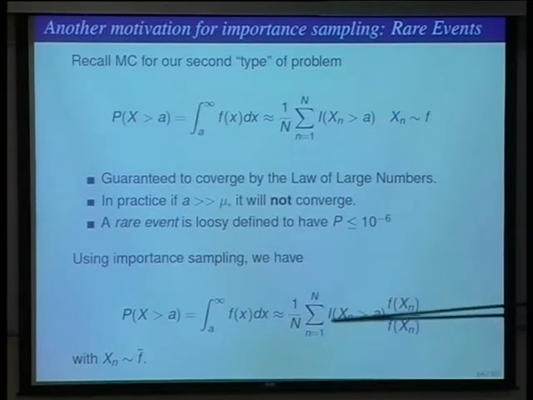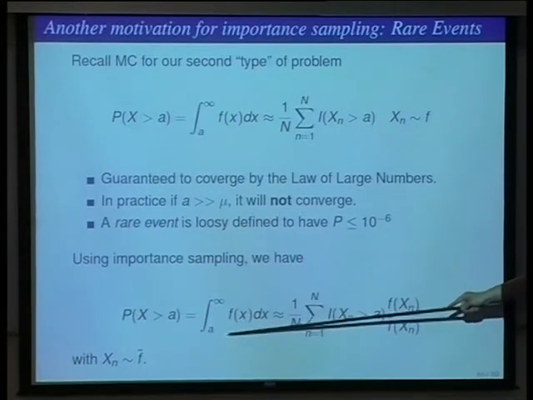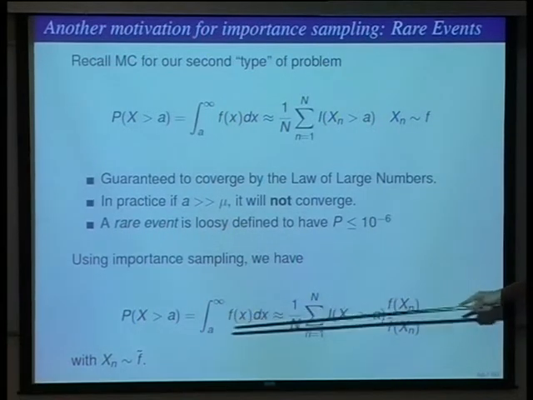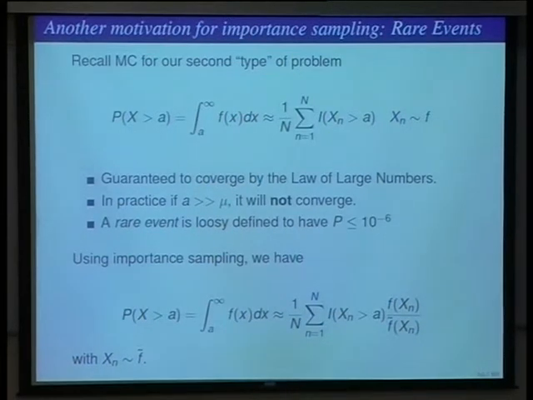I'm going to have this indicator function, and I have to weight it by the likelihood ratio, same as for the other case. I have my function here, which is 1 in this case. The indicator function really tells me about this limit in this problem. And so I weight my events that happen by this likelihood ratio.